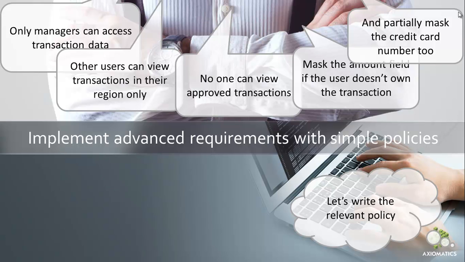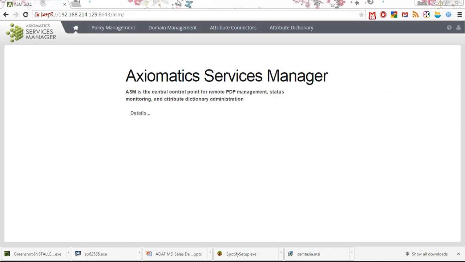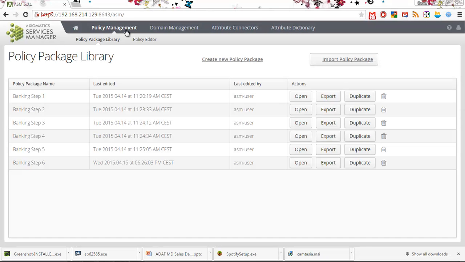Let's go over these use cases one by one and see what it looks like in the Axiomatics data access filter for multiple databases. Number one, let's start with a simple policy. Everyone can view all the transactions. This is the Axiomatics Services Managers, where the policies for the Axiomatics data access filter for multiple databases are written. Let's go ahead and click on Policy Management, and we can now inspect the different policies we have here.